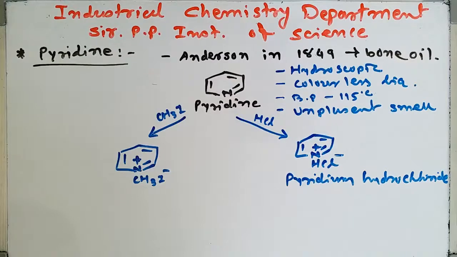Sulfonation and nitration occur only at about 300 degrees Celsius, at position 3 and or 5. It is a very important point. Sulfonation and nitration occur only at about 300 degrees Celsius and at position 3 and or 5.